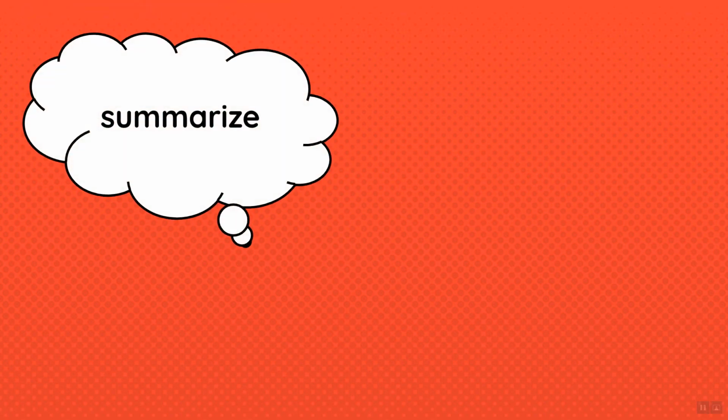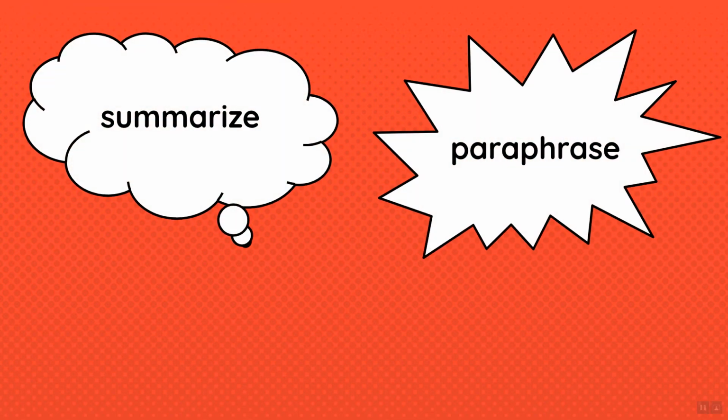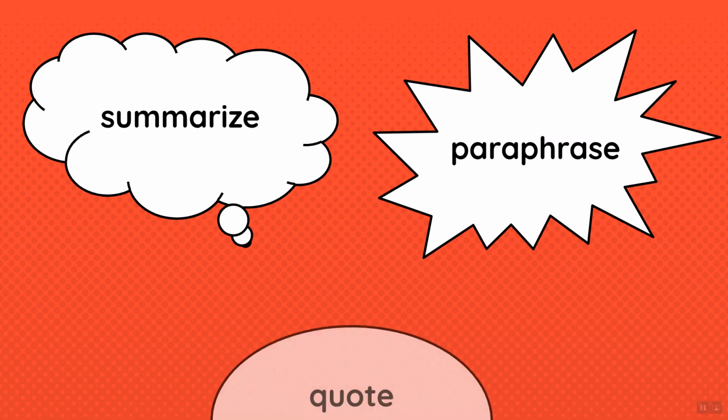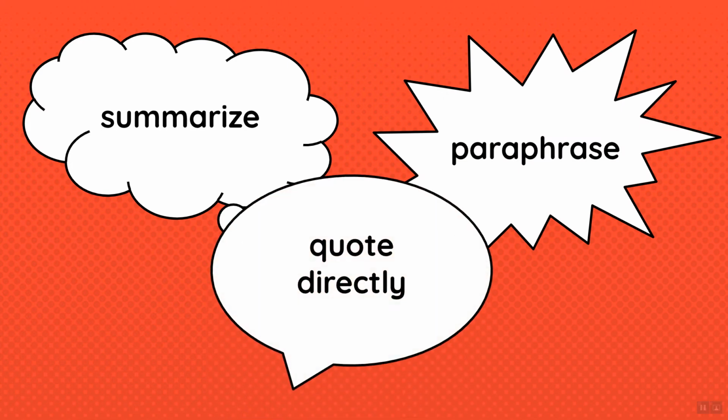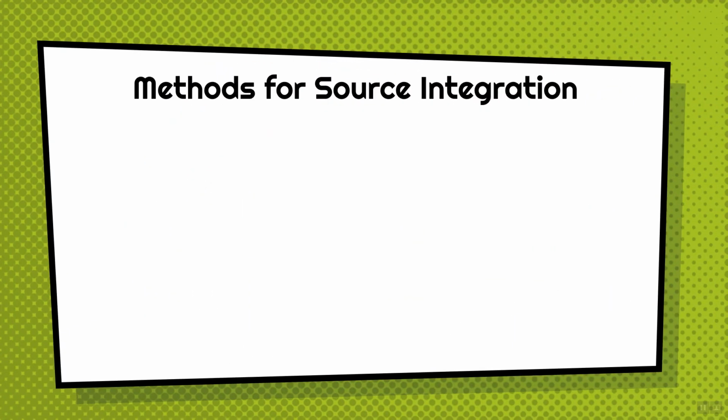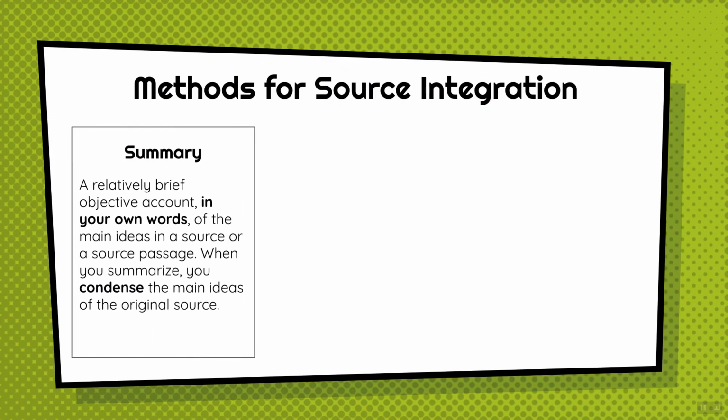We have three main methods for integrating source material into our own arguments. We can summarize, we can paraphrase, or we can quote directly. In a summary, you're condensing the main ideas. It's a relatively brief objective account that you're writing in your own words of the main ideas of a source or source passage. Again, the key word here is to condense.